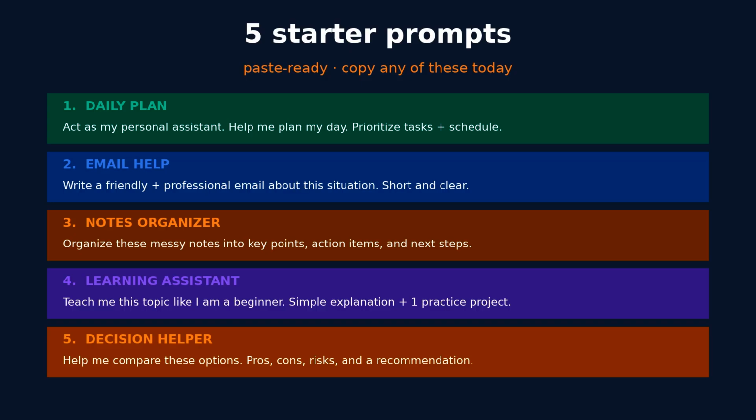Now, the magic prompt formula. When asking AI for help, include 4 things: role, goal, context, output. Here's what that means. Role: "Act as my personal assistant." Goal: "Help me organize my week." Context: "Here are my tasks, appointments, and priorities." Output: "Give me a simple schedule and checklist."